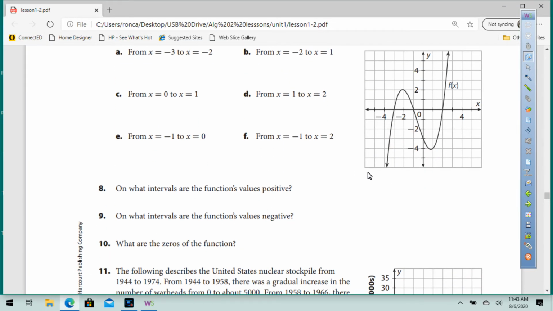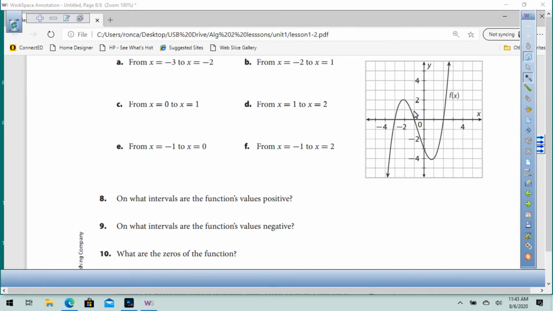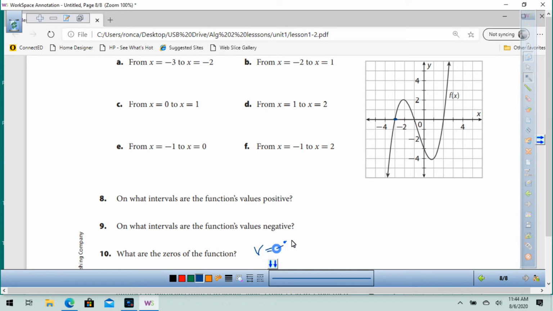And what are the zeros of the function? What are the zeros? Well, that's here. That's going to be x equals negative 3. And we got one here, x equals negative 1. And we've got one here at x equals 2. Those are the zeros. You can use those zeros to find the equation.